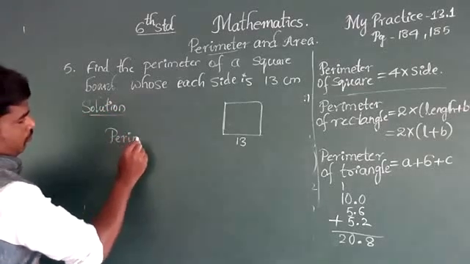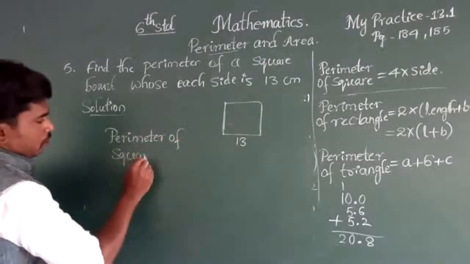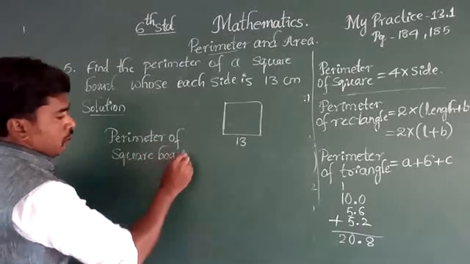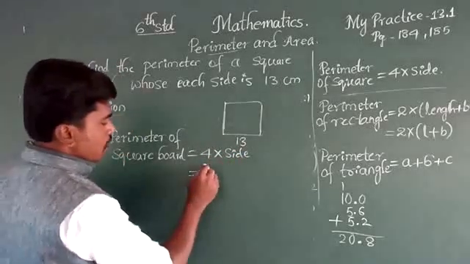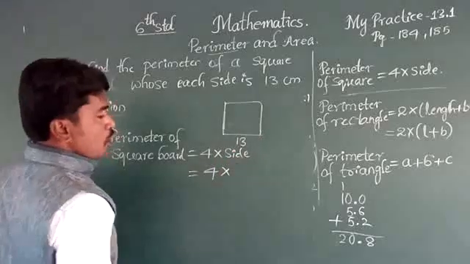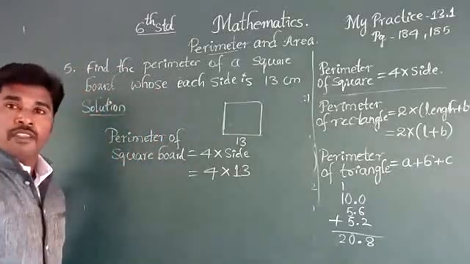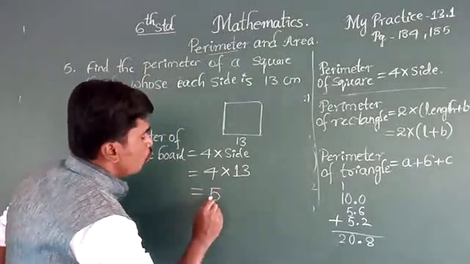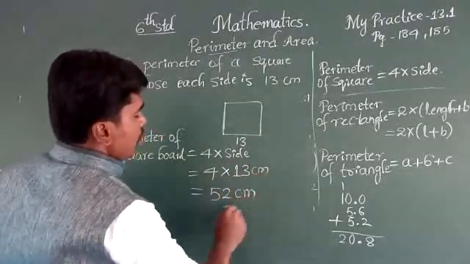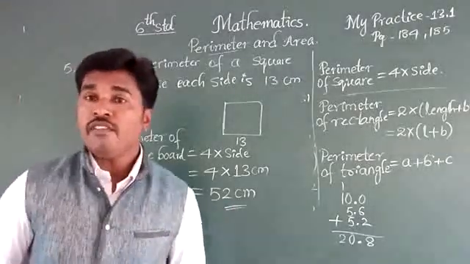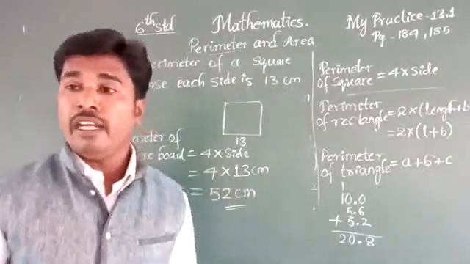Perimeter of a square board is equal to 4 into side. What is the 4 into, what is the side? The side measurement is 13. That is 4 13s or 13 4s. How much, dear children? It is 52 centimeter. It is also centimeter. Then the perimeter is also in the unit of centimeter. Whatever unit they have given, the unit of perimeter remains the same.